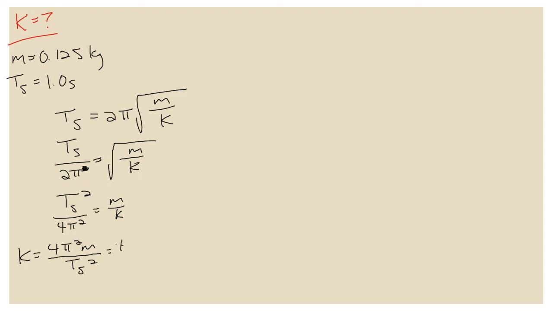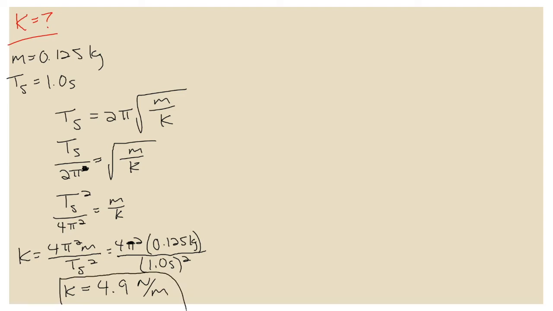Now we can go ahead and plug in. We have 4 pi squared, and then we multiply by the mass here, which remember is 0.125 kilograms. And we're going to divide that by the period squared, which easily for this one is just 1 second, so 1 squared is going to be 1. And when you do that math, making sure you have all those numbers plugged into your calculator correctly, 4 pi squared times 0.125 kilograms divided by 1 ends up giving you 4.9 newtons per meter.